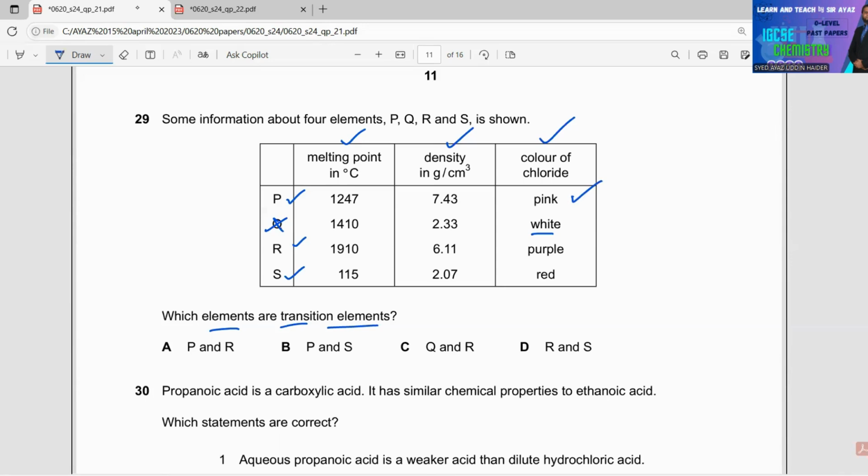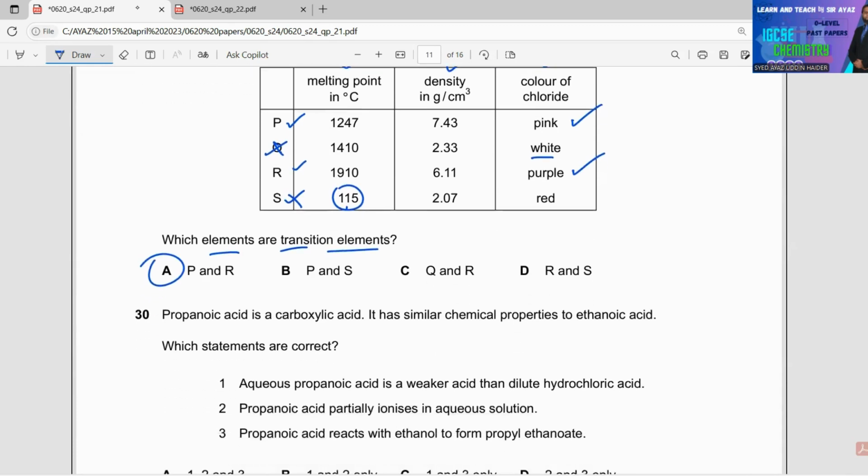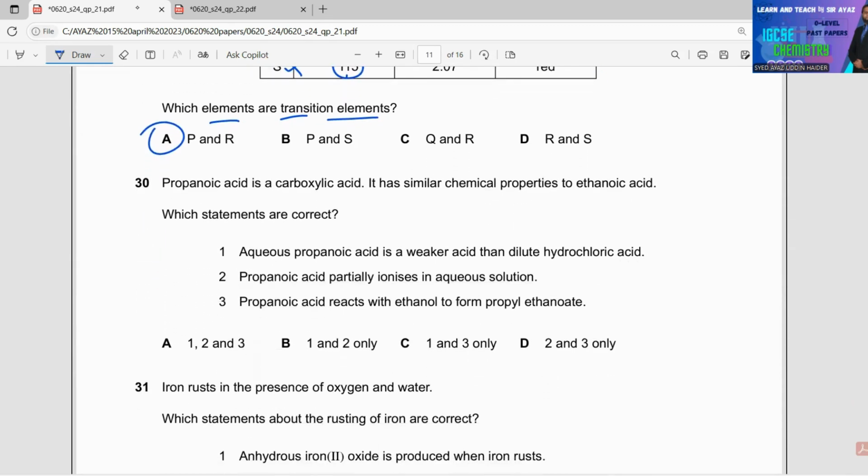What about R? Melting point, density, both are high, as well as the color of the chloride is purple in color. So it is also a transition element. What about S? The melting point is low. The color of the chloride is okay, but the melting point is very low, so it can't be the transition element. So P and R must be the transition elements in this case. So A is the right answer.